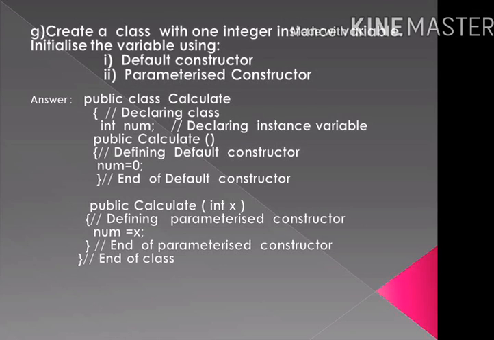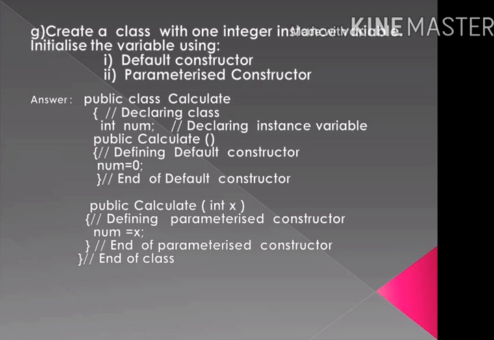Question G: Create a class with one integer instance variable. Initialize the variable using a default constructor as well as a parameterized constructor. Answer: public class Calculate, start curly braces, declaring the class. Here Calculate is the name of the class. int num; declares the instance variable. An instance variable is also known as a member variable.